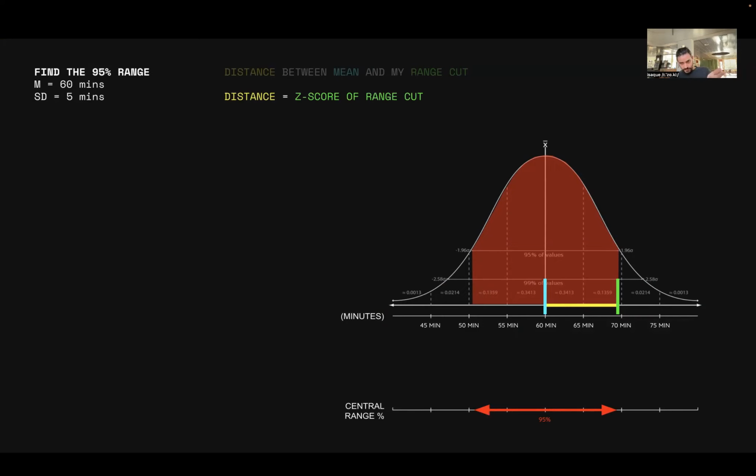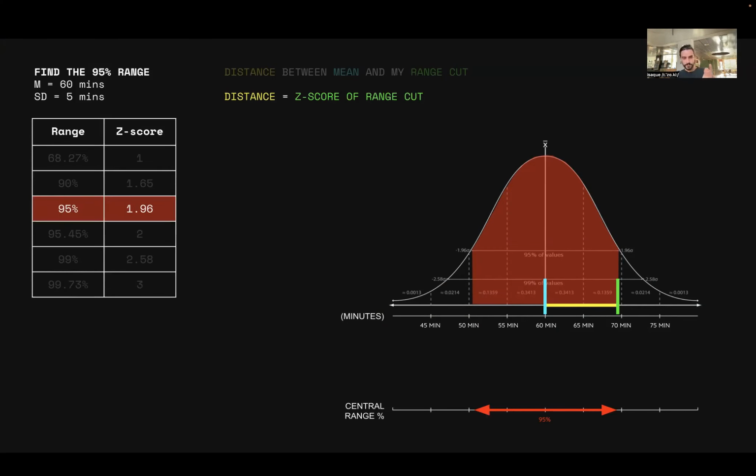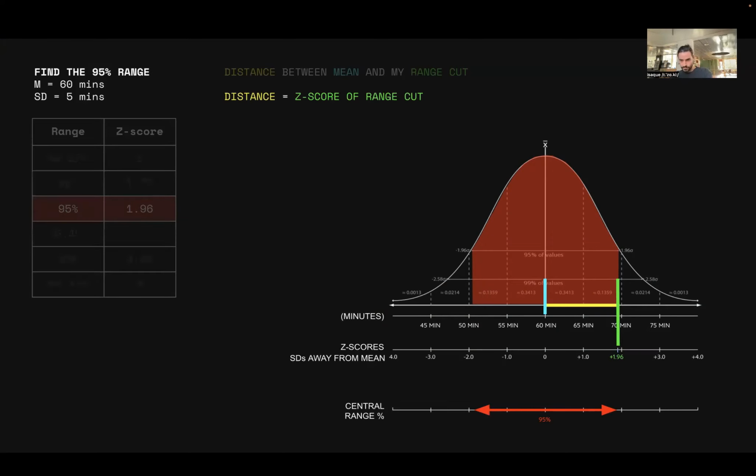The distance is going to be equal to, and this is the formula, so pay attention. And I'm going to show this visually, so you're going to get it. And you can always repeat this if you don't. It's going to be the z-score of the range cut. What is this? Well, the z-score of the range cut is 1.96, right? Because we want 95% of the cases. So 1.96, okay? And now we start using the z-score, or standard deviations away from the mean. So we could say it's the z-score plus 1.96, or 1.96 standard deviations above the mean, right?